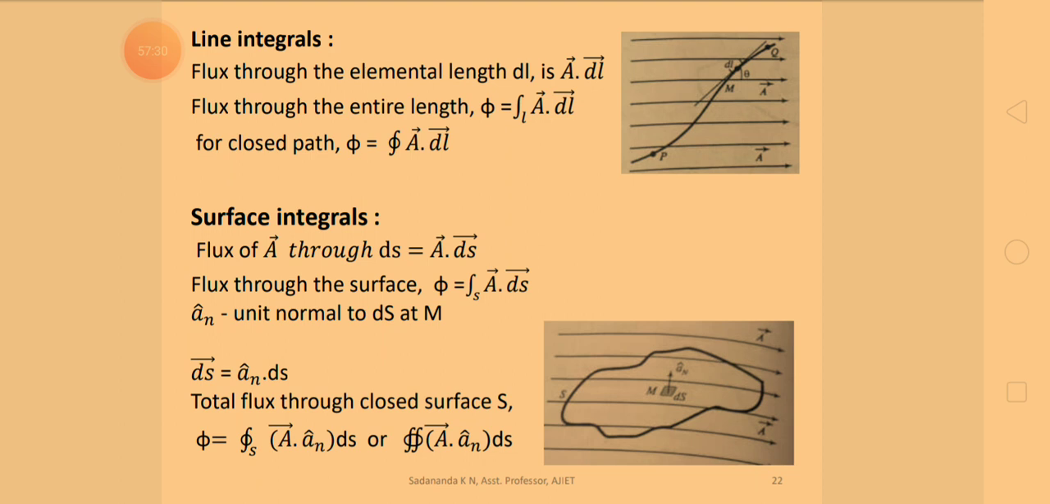You observe that if there is a single integral, there is no circle in the integral sign, which means it is an open path. So for a closed path, the total number of lines passing per unit length is nothing but the flux through the entire length in the closed path. Phi is equal to the line integral of A dl, but you can see there is a circle in the integration sign.